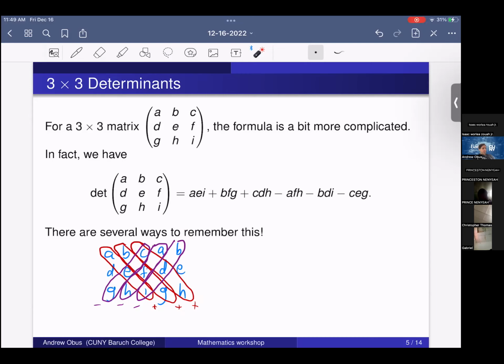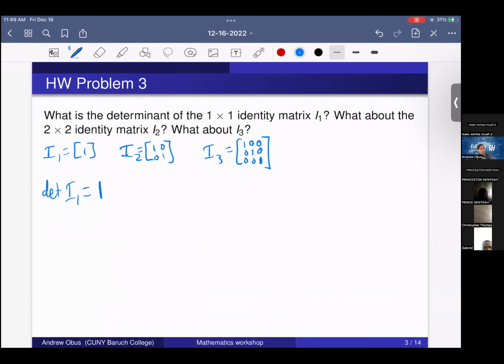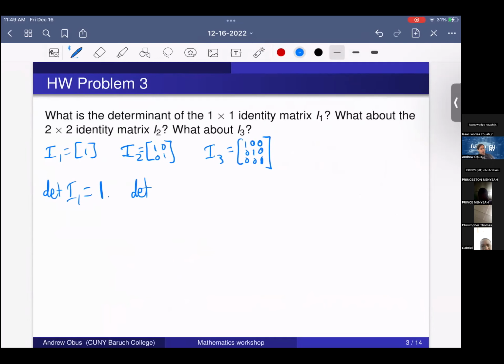Okay, so we'll learn another method today for how to evaluate these determinants, but at least for the homework, we can see these determinants are easy. So the determinant of I1, a 1x1 matrix, is just going to be 1. And the determinant of I2, well, our formula is 1 times 1 minus 0 times 0. And so that's just going to be 1 again.